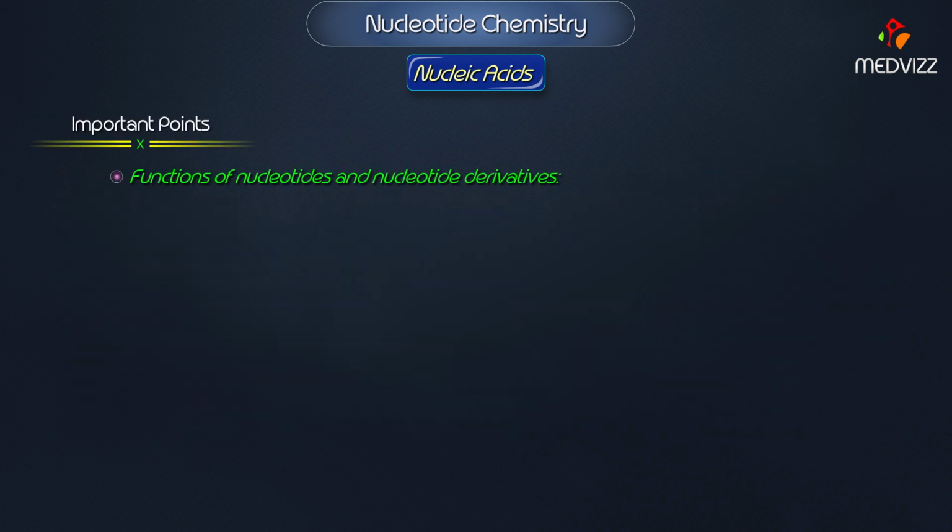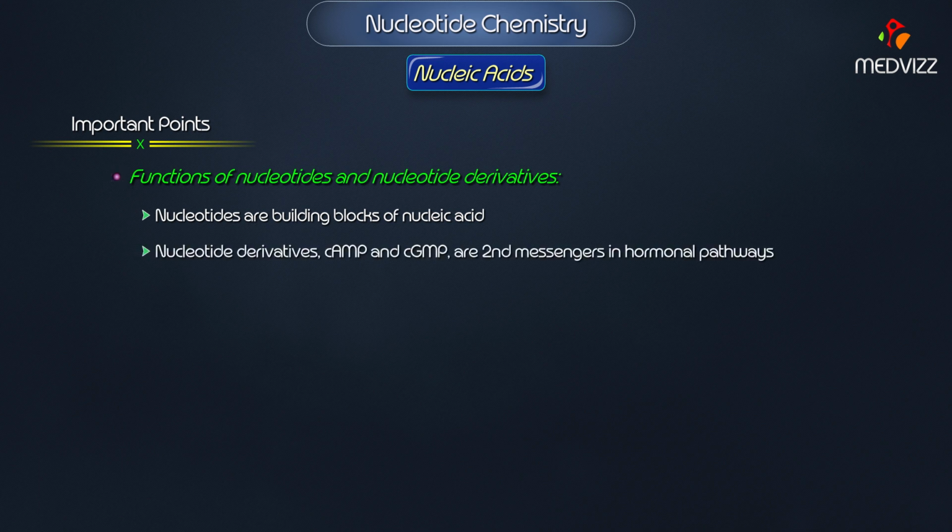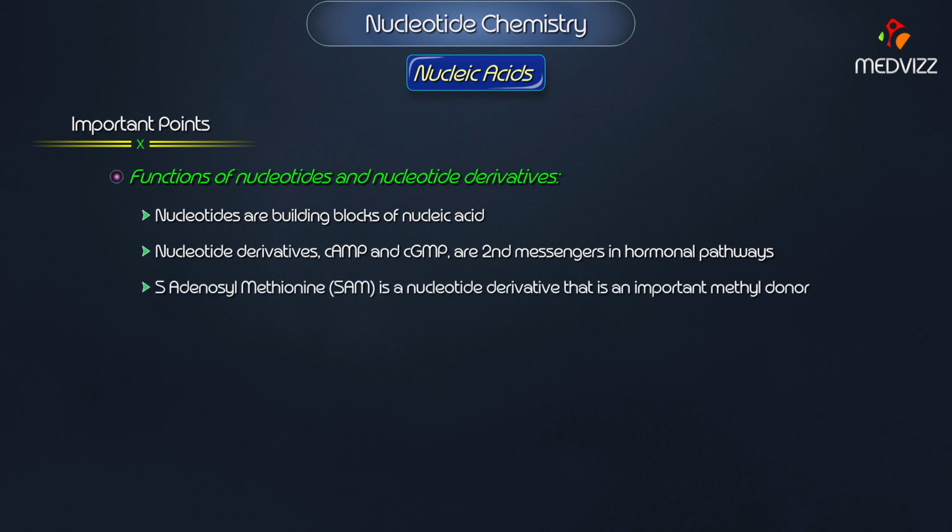Important points. Functions of nucleotides and nucleotide derivatives. Nucleotides are building blocks of nucleic acid. Nucleotide derivatives, cyclic AMP and cyclic GMP, are second messengers in hormonal pathways. S-adenosylmethionine is a nucleotide derivative that is an important methyl donor. Adenosine 3'-phosphate is an important sulfate donor.